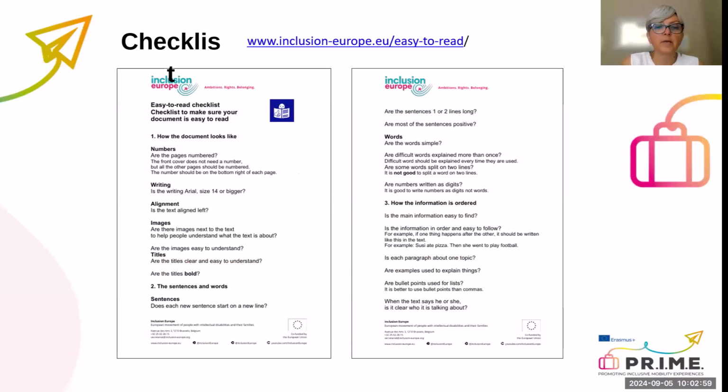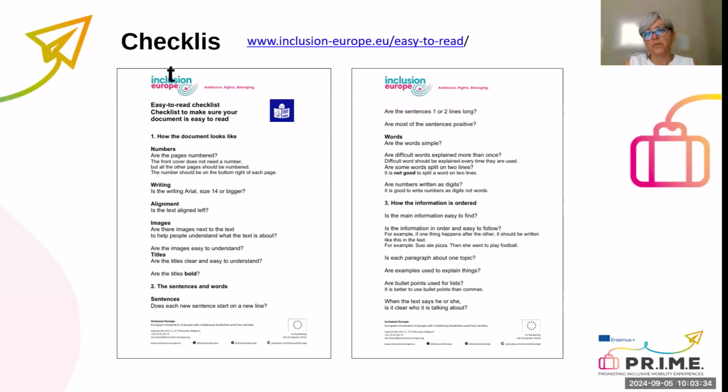So the numbers, are the pages numbered? Is the writing Arial size 14 or bigger? Is the text aligned left? Are the titles clear and easy to understand? Are the titles bold? Does each new sentence start on a new line? Are the sentences 1 or 2 lines long, etc., etc.? So when you have your text ready, you can take the checklist and check if you have done everything properly, and you can say that your text is really easy to read.